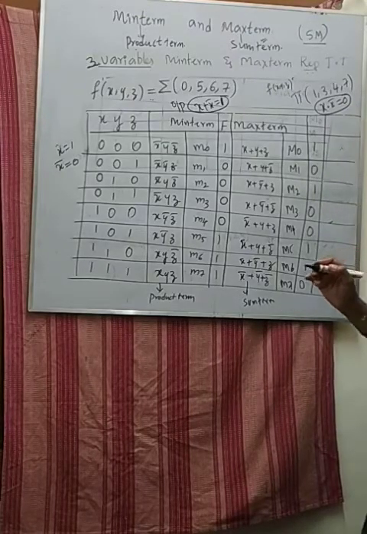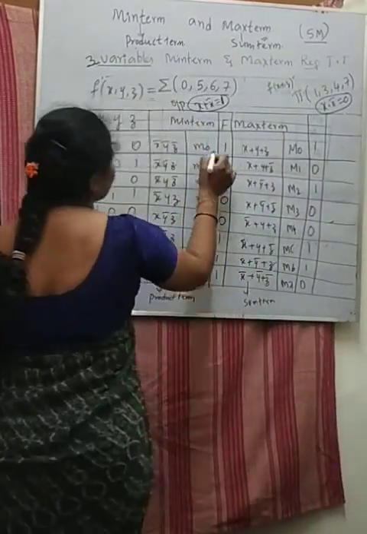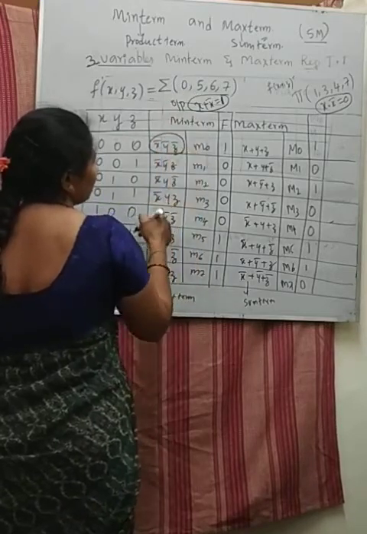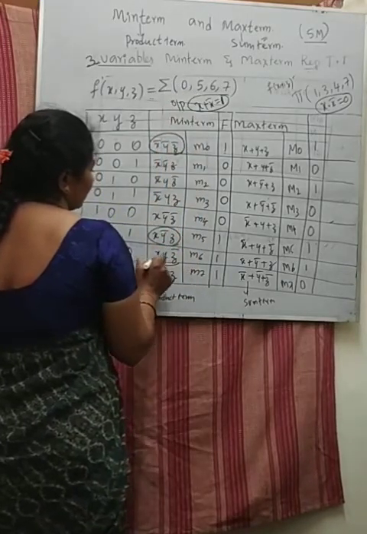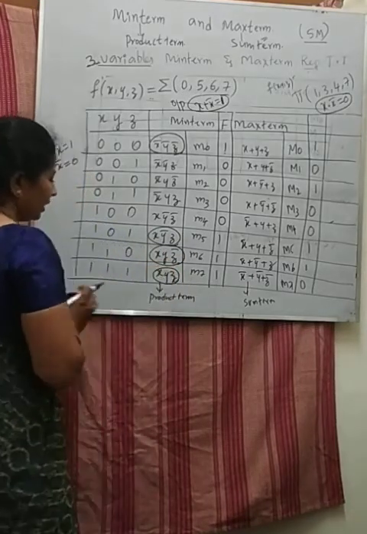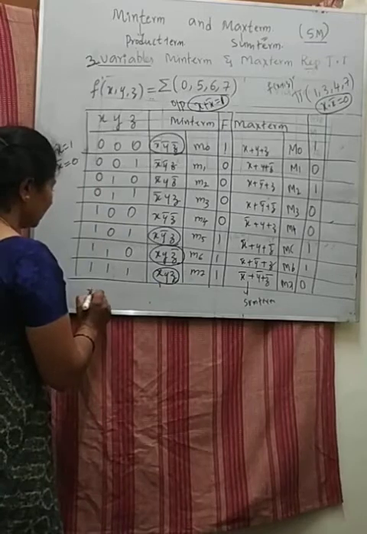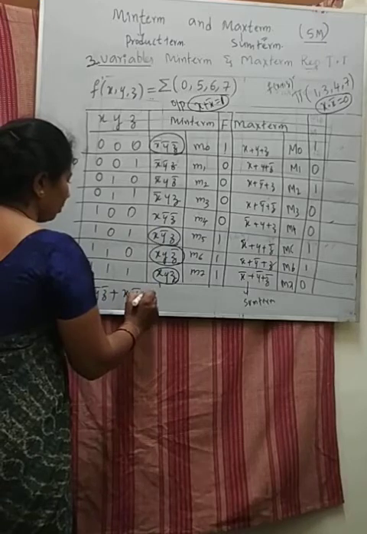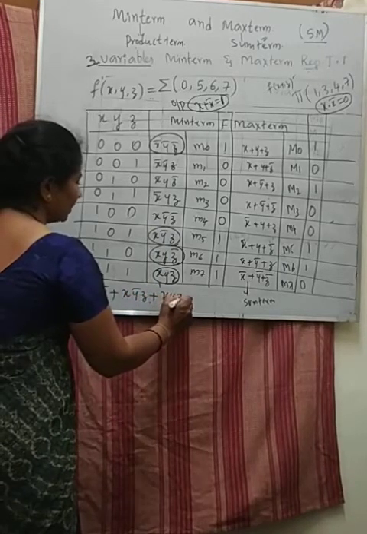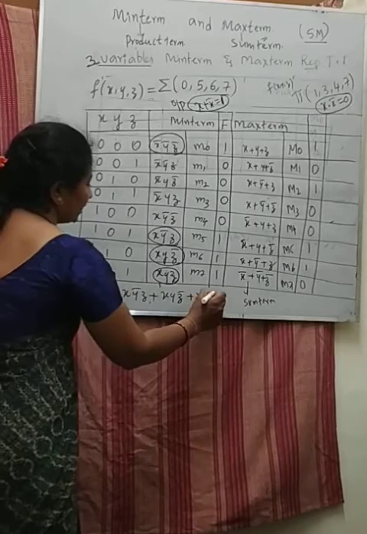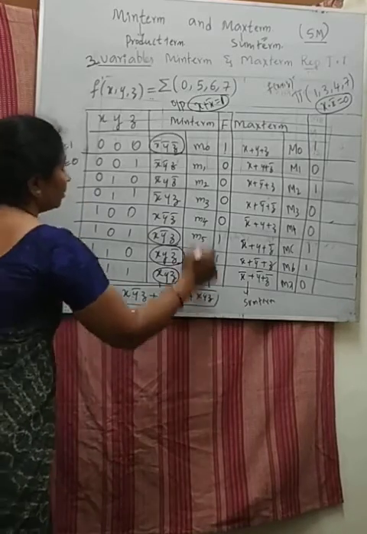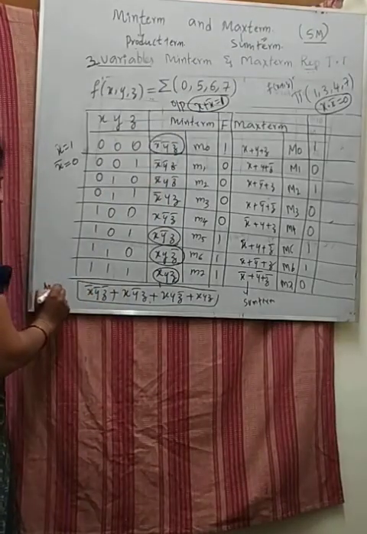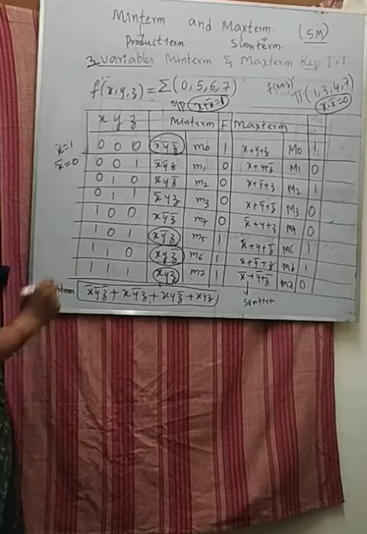Then how can I take? What are the things present? This is present. Plus. Which one is present? This is present. Write together with a plus. Shall we write it down? That means x complement, y complement, z complement plus x, y complement, z plus x, y, z complement plus x, y, z for the given SOP. This is your min term.